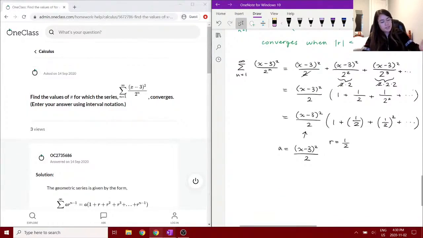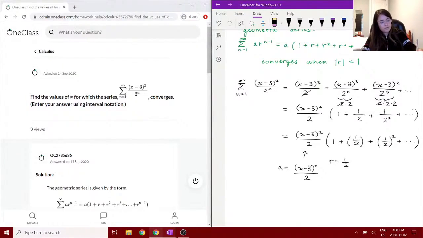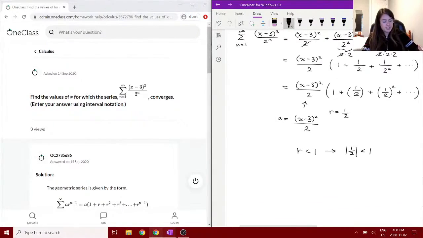So that means that it will converge when the absolute value of r is less than 1. And we know r is, well, I'll just write it like this. The absolute value of r is less than 1. Kind of redundant, I guess, but 1/2 is less than 1. So makes sense. We know that this is a geometric series, and we can say that it will converge when the absolute value of r is less than 1.